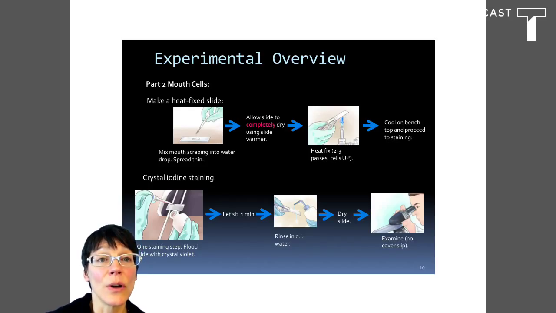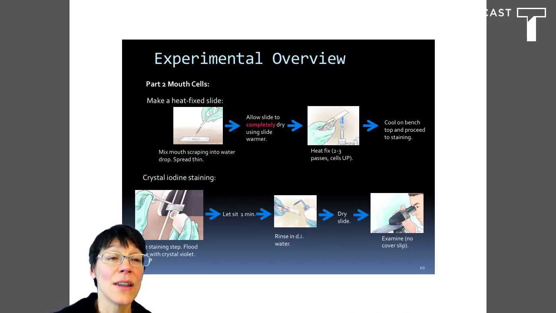So to do that, you will scrape some sample off your teeth at the gum line, gently, and mix that sample into some water, spreading it thinly, let it dry, heat fix it again to attach the cells to the glass slide, and then simply soak that sample in a stain called crystal violet. The slide incorrectly says crystal iodine, it should say crystal violet. Let that stain sit for 1 minute, then rinse in DI water, dry the slide, and examine with a microscope.